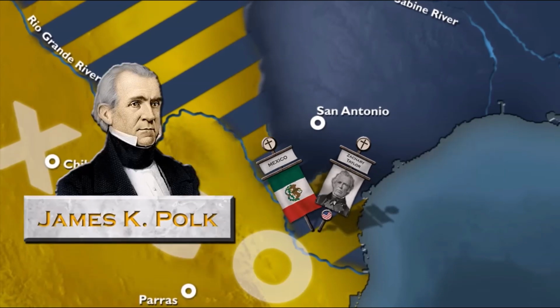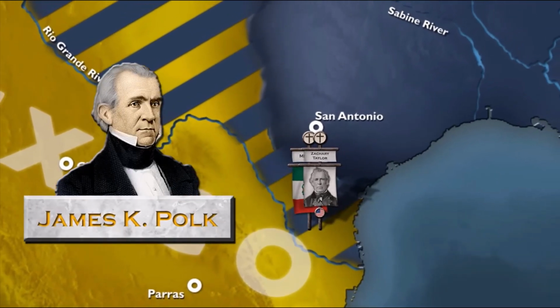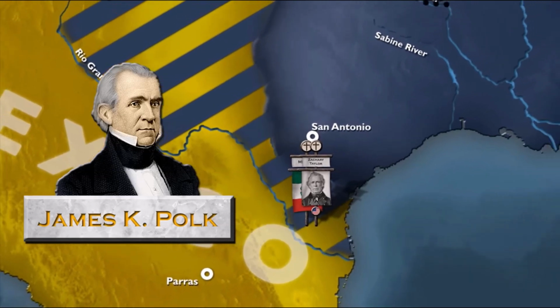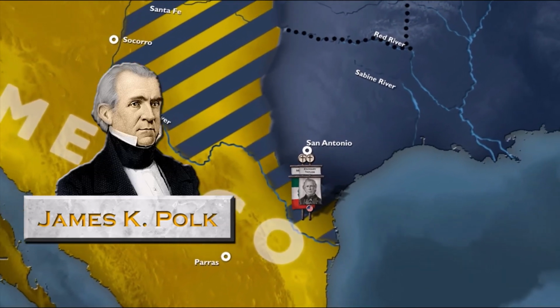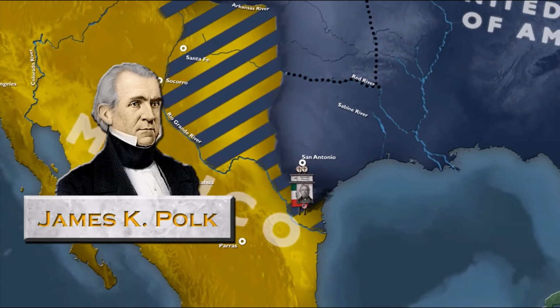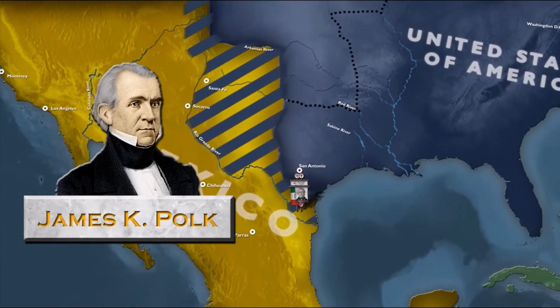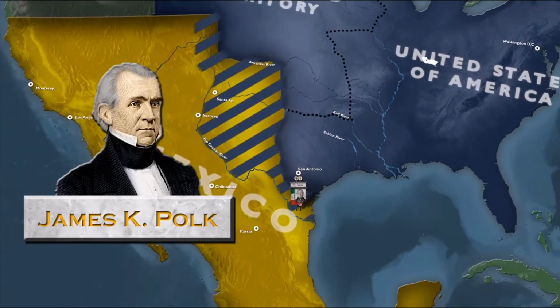Following those battles, Polk told the U.S. Congress that the cup of forbearance had been exhausted. Even before Mexico passed the boundary of the United States, invaded our territory, and shed American blood upon American soil. On May 13th, Congress declared war.